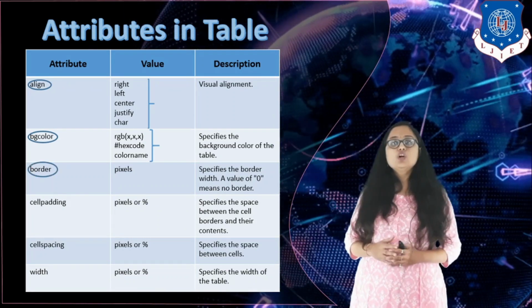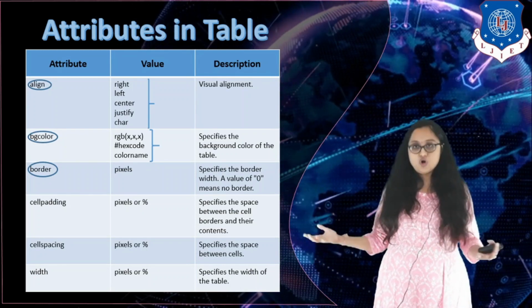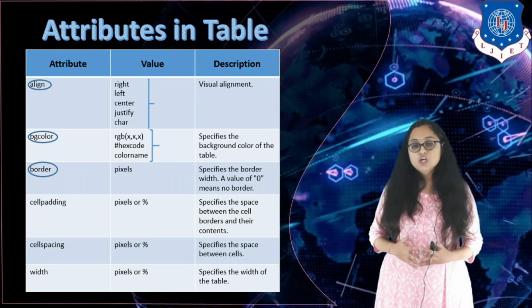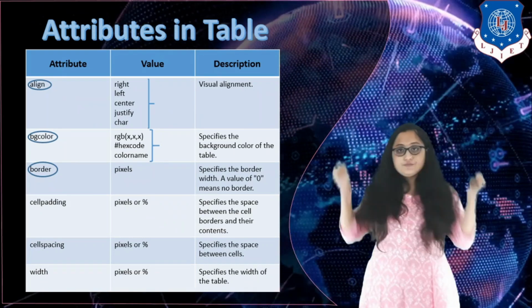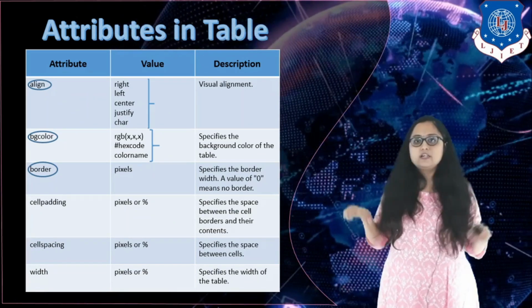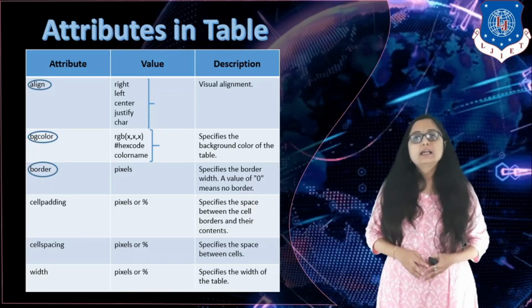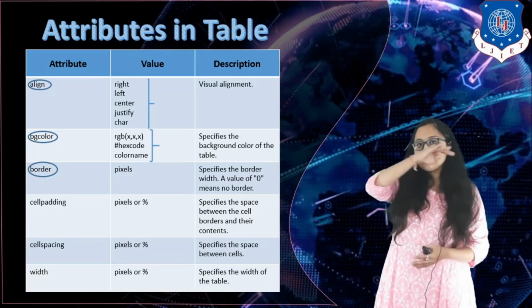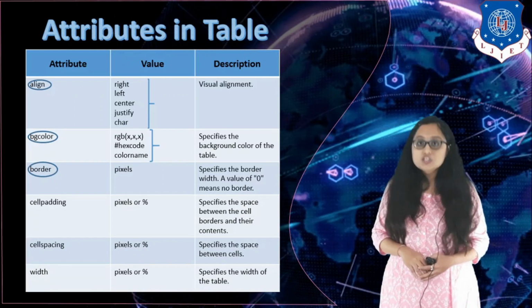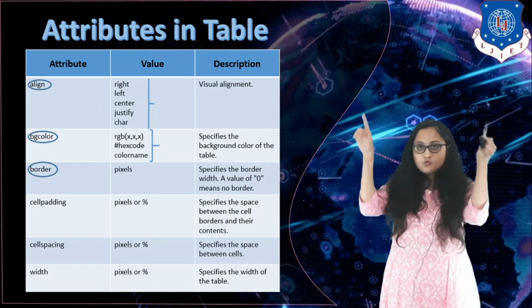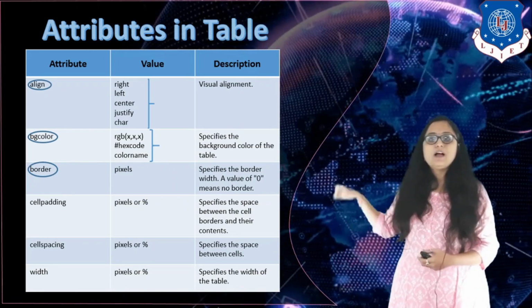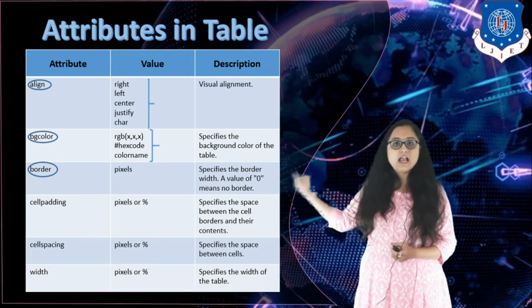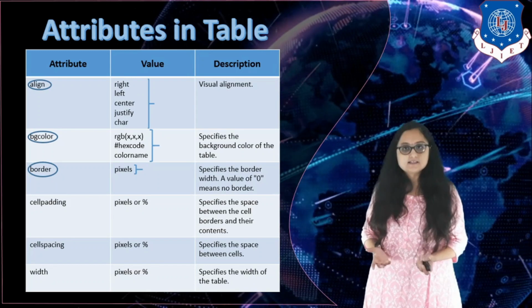The next is border. Now by default a table will not have a border in your web browser. You need to explicitly specify the border attribute if you want the border outside your table and inside the table as well, right? So you have vertical lines as well as horizontal lines inside the table, and you have a surrounding table border. If you want this border, you have to specify border, and the value for border is in pixels, right?